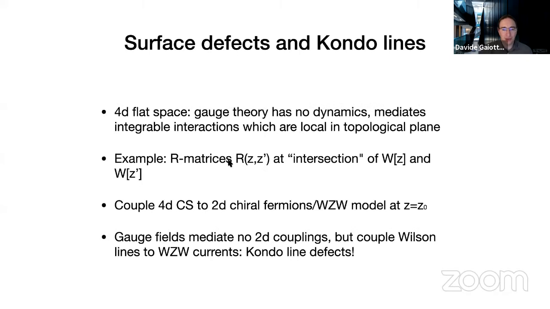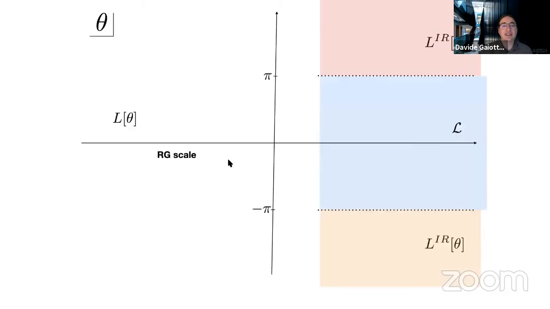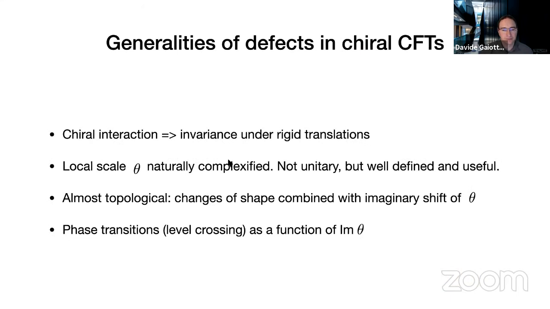In the case of the Kondo problem, you can try to bend your defect by applying a conformal transformation. This conformal transformation will leave the bulk unchanged, but it will actually act on the defect in a non-trivial way because the defect is not scale invariant. And if you keep track of what's happening in terms of the defect, you find that as you change the shape of the defect, you also shift the local scale by a certain imaginary amount.